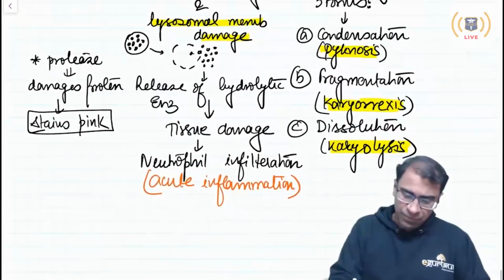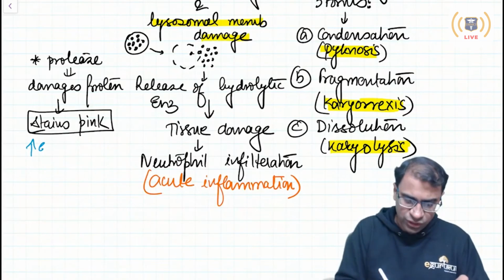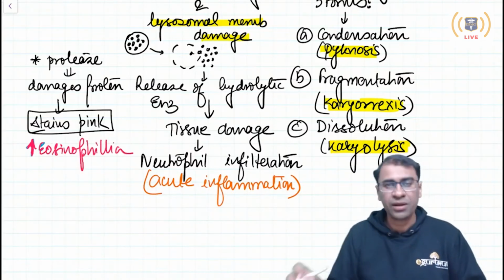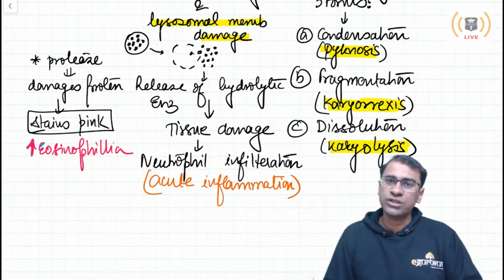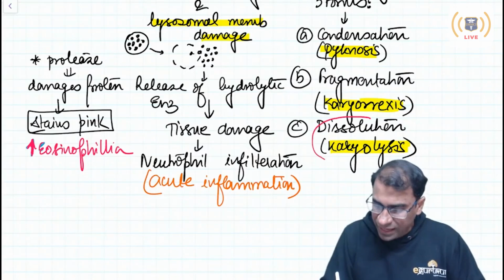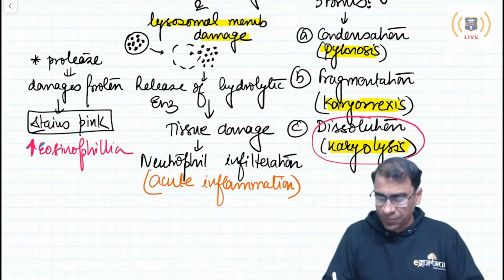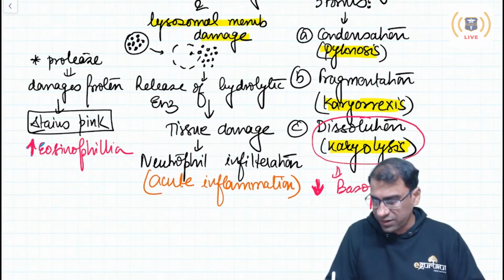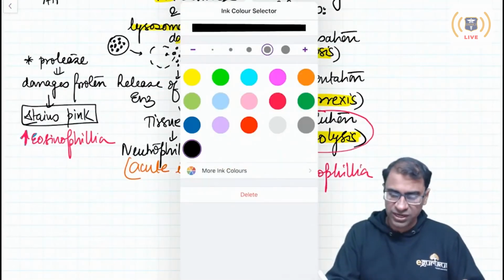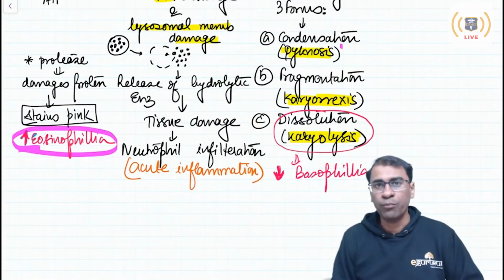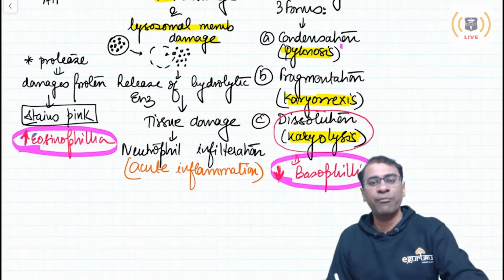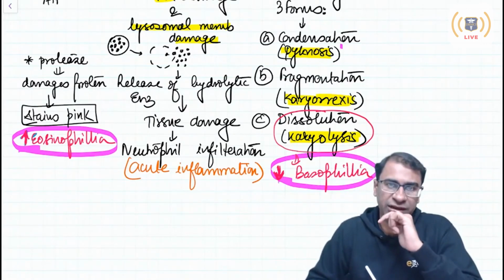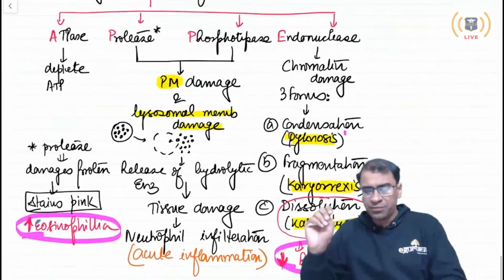The pink staining of a cell is referred to as increased eosinophilia. And remember one thing: because of the karyolysis, the blue color of a cell will decrease, and this is referred to as decreased basophilia. So two things to understand here: increased eosinophilia, more pink color; decreased basophilia, less blue color. Again I repeat: increased eosinophilia, decreased basophilia.